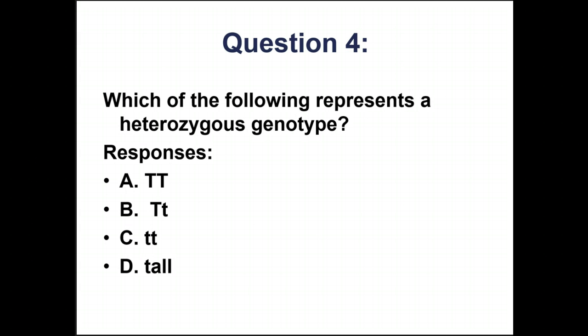Here's another review question. Which of the following represents a heterozygous genotype? Choose the correct answer. Would it be A, the two capital T's, B, the capital T and lowercase t, C, the two lowercase t's, and D, tall? Which one of these refers to a heterozygous genotype?